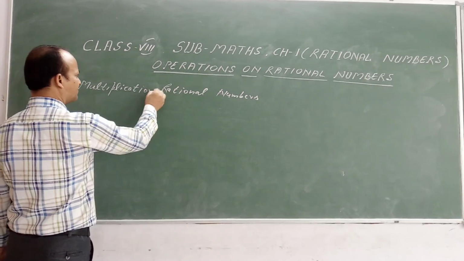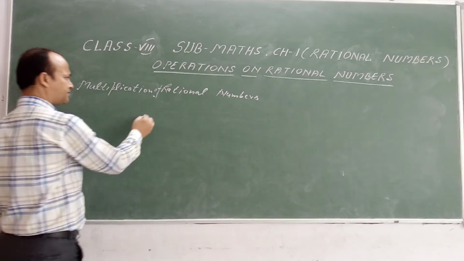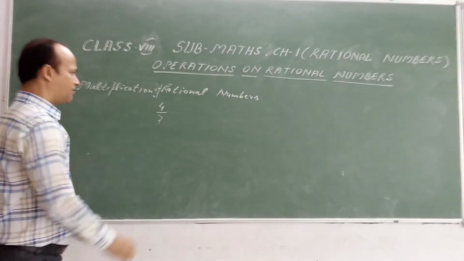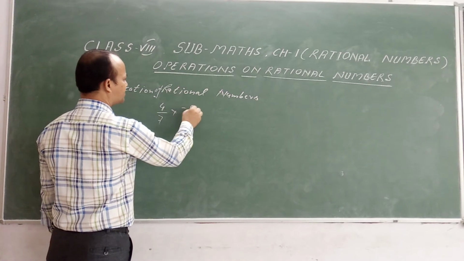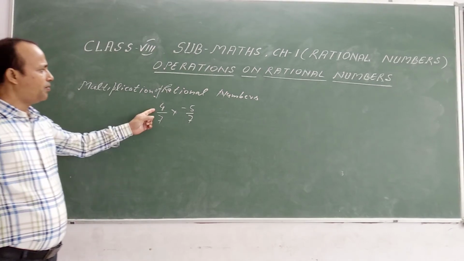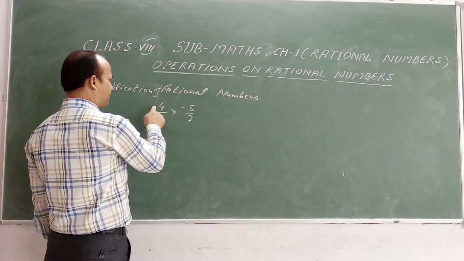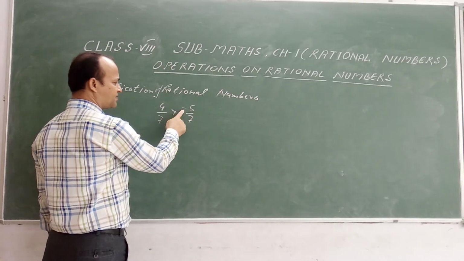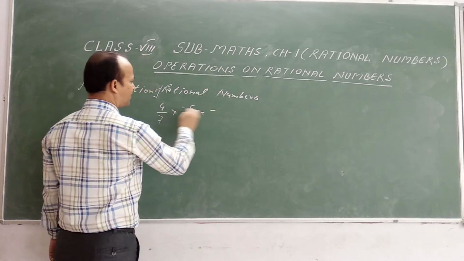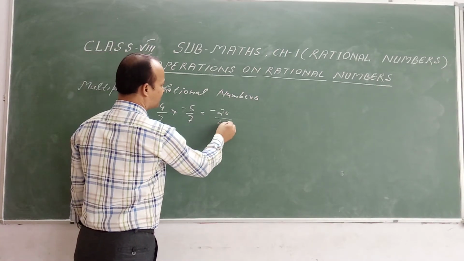Multiplication of rational numbers. Suppose you have a rational number 4 upon 7, and multiply it by the rational number minus 5 upon 7. In this case, multiply the numerator with numerator and denominator with denominator. Like plus 4 multiplied by minus 5, that will be plus minus minus, and 4 5s are 20, upon 7 multiplied by 7, that will be 49.